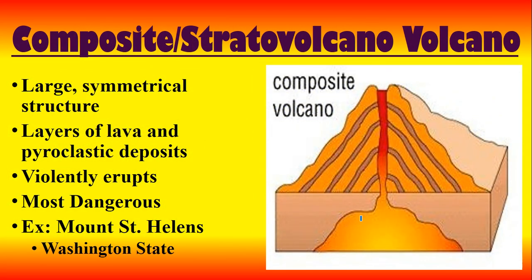And then you got your composite volcano, but sometimes people call it a stratovolcano. I know I have volcano up there twice. They're very large and they're very symmetrical. When you think of a volcano, you think of these types of volcanoes. They have some of the most violent eruptions, and they're one of the most dangerous types of volcanoes out there. Mount St. Helens in the United States, in Washington State, that was a composite or a stratovolcano when it erupted.